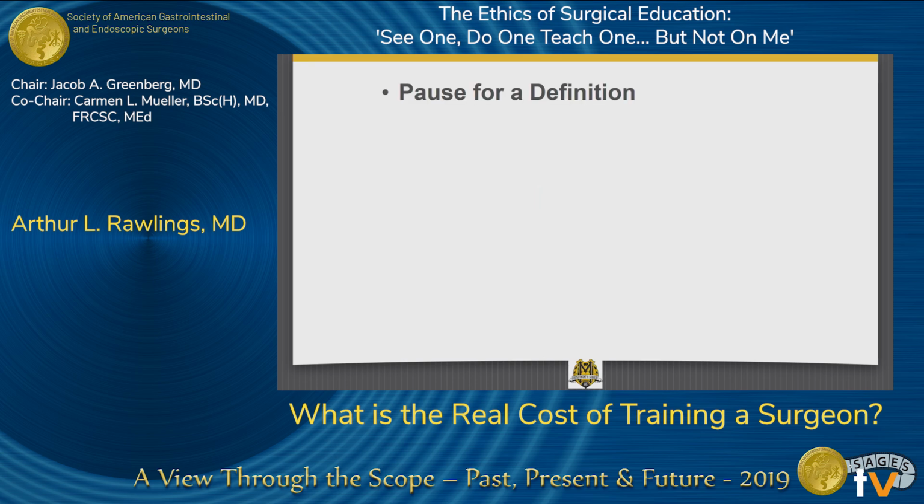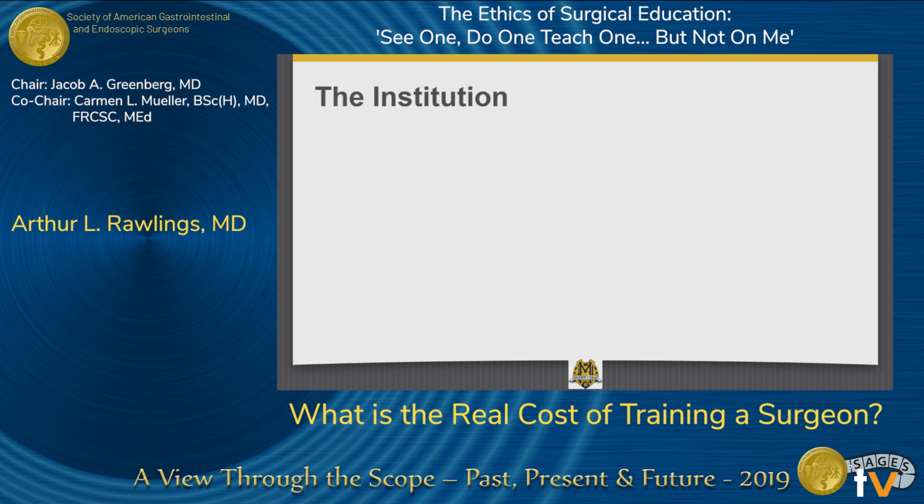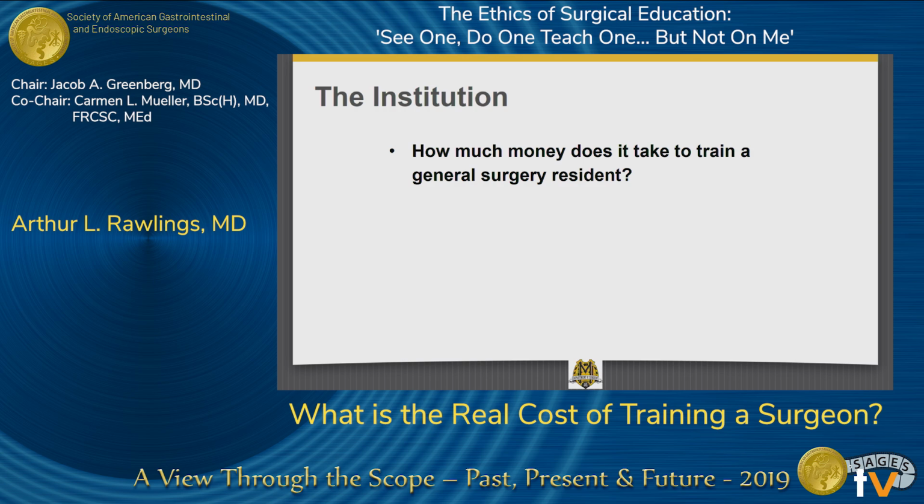We want to pause for a definition very quickly. When you talk about cost, it's really the irreversible use of a resource. We think of money as cost, but there's also time and non-renewable resources, so there's more involved than just the sheer dollars and cents. So there are three areas of cost that we're going to look at. One is the institution, the other is the patients, and the third is the trainee.